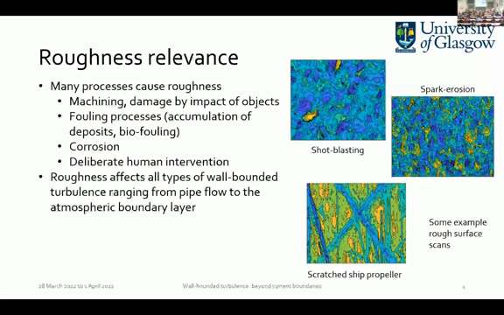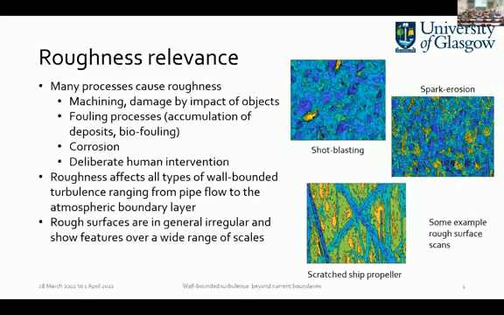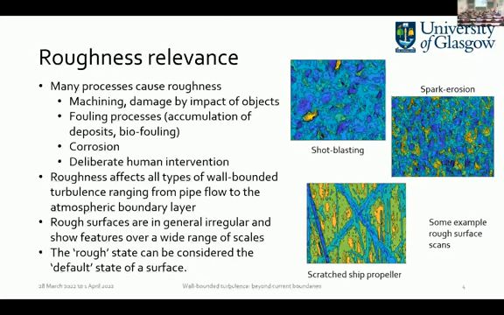We find that roughness can affect all types of wall-bounded turbulence, ranging from the standard pipe flow to the atmospheric boundary layer, where urban roughness can be considered as changing the atmospheric boundary layer on regional scales. We also find that real-life rough surfaces are in general irregular and typically show features over a wide range of scales. So one may conclude that a rough surface can be considered almost the default state of a surface, because once we expose a surface to environmental conditions, it will eventually develop roughness.